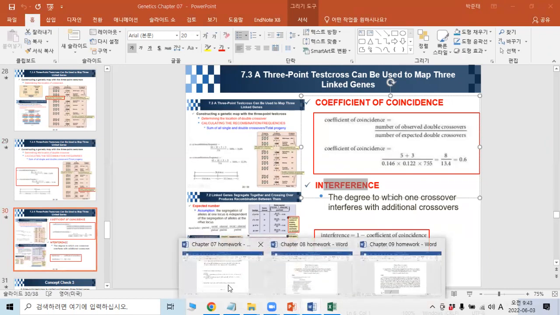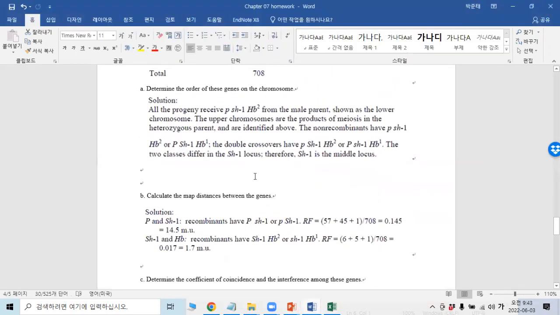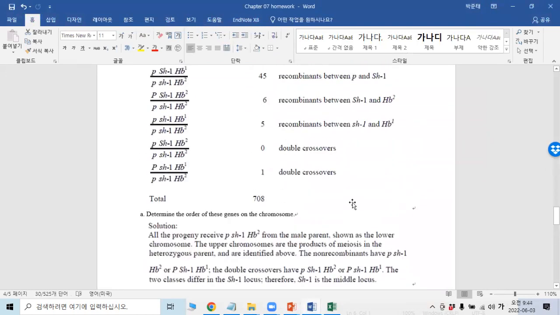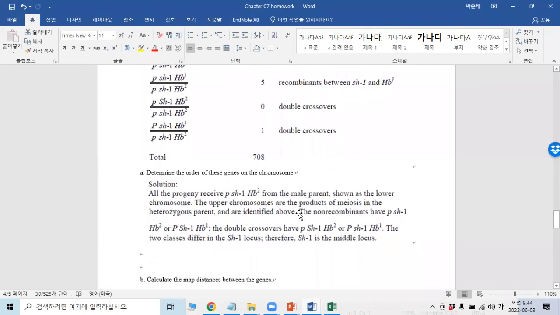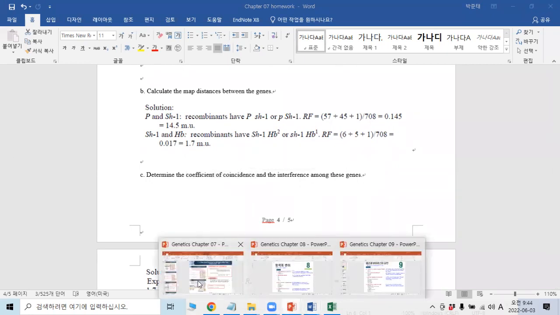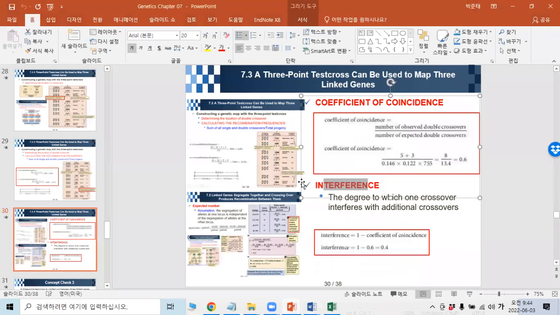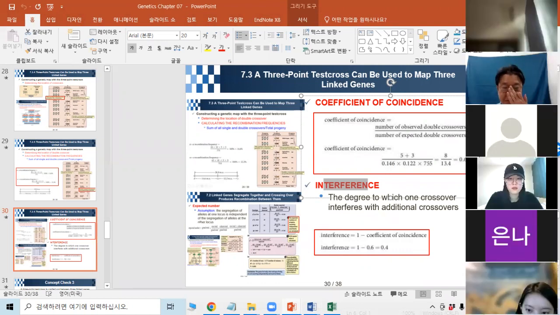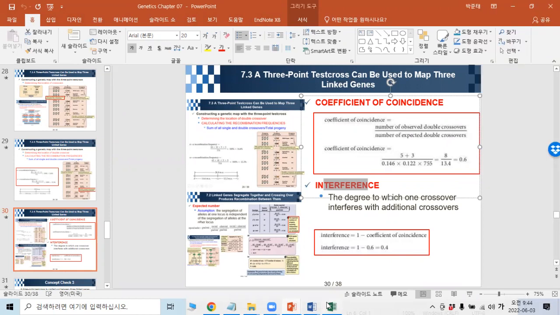So this question is asking about the location of the genes and the distance between them, and also we have to calculate the coefficient of coincidence and interference. Very important. Do you have any other questions in chapter 7? Any other question? You just need a calculator.